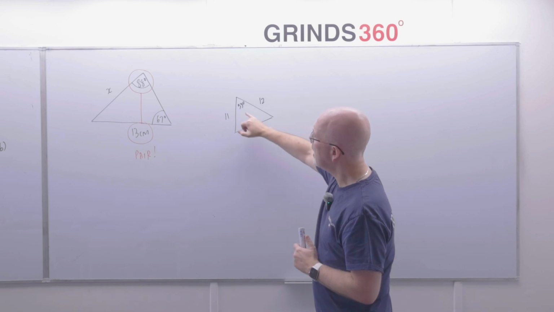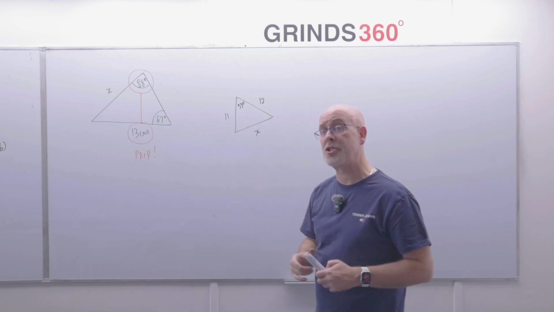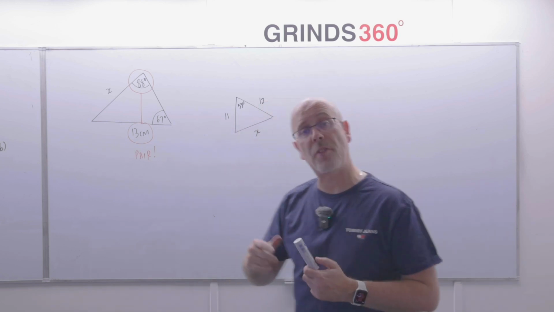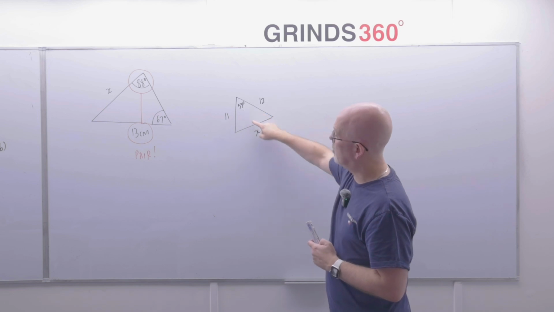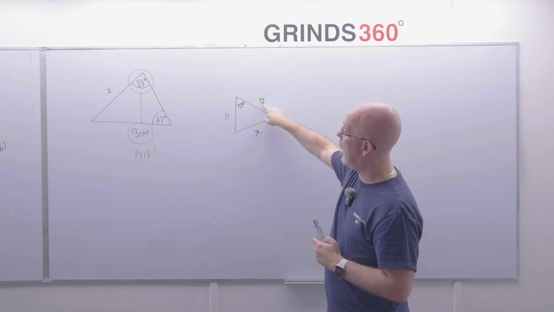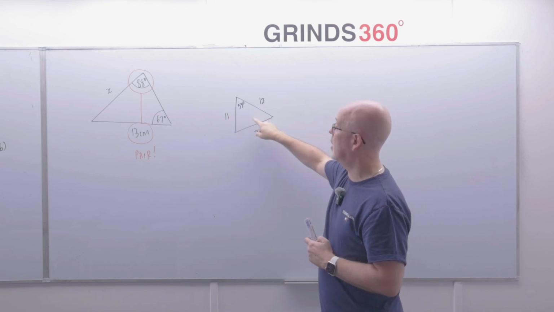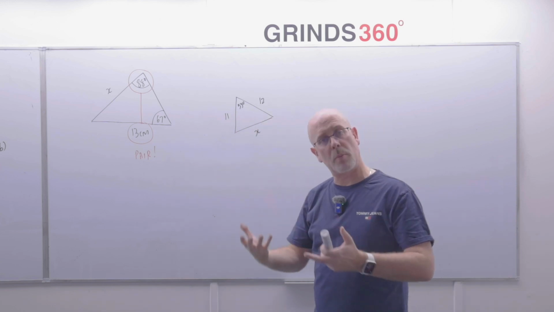But in this case, the only angle I know is 55, so I'll have to assume it's not a right-angled triangle. So do I have a pairing? Well, I know that angle, but not the side. I know that side, but not the angle. I know that side, but not the angle. So I don't have a pairing there. That would be a job for the cosine rule.